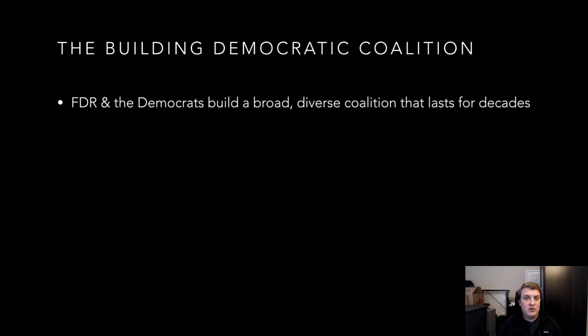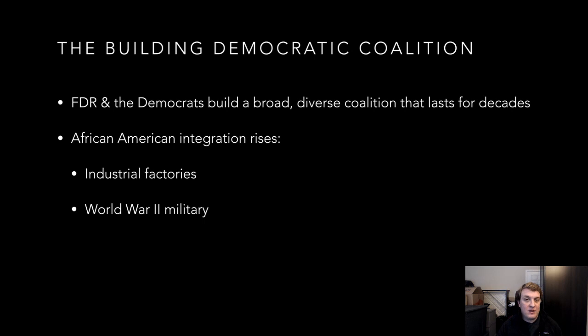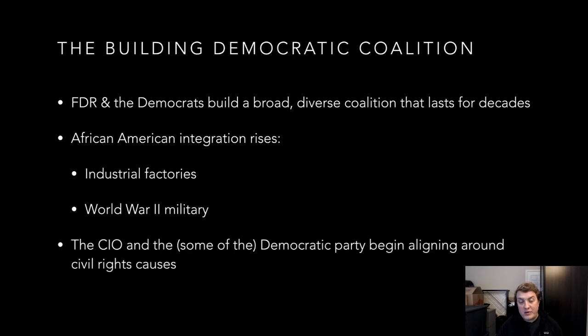There's a huge diverse coalition within the Democratic Party. And in fact, we see integration in society rise by quite a bit as African Americans join the labor force and many of the industrial factories and other places where they had previously not been welcome. But also, of course, even though they're segregated for some of it, they're able to fight alongside white troops in World War II.